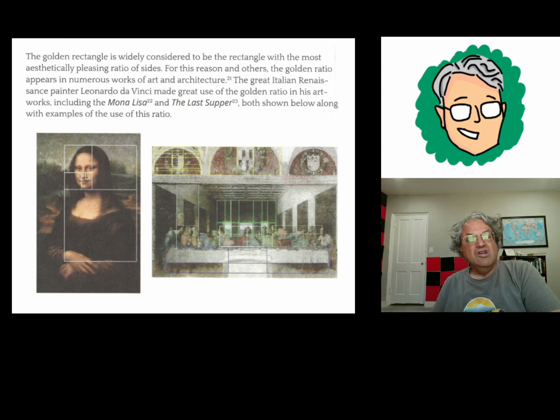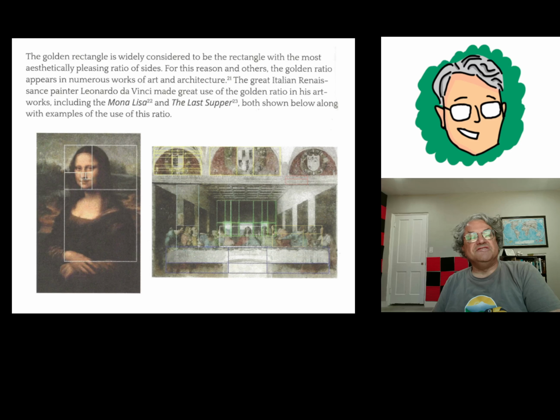Not only that, but he used the golden ratio. You might be surprised to learn this, but he used the golden ratio in both the Mona Lisa and the Last Supper, his two most famous works. And you can see how he used it. I think I mentioned this yesterday: a lot of people seem to think that the golden rectangle is the rectangle that has the most aesthetically pleasing aspect ratio. Well, guess what? Leonardo da Vinci used it in the Mona Lisa.